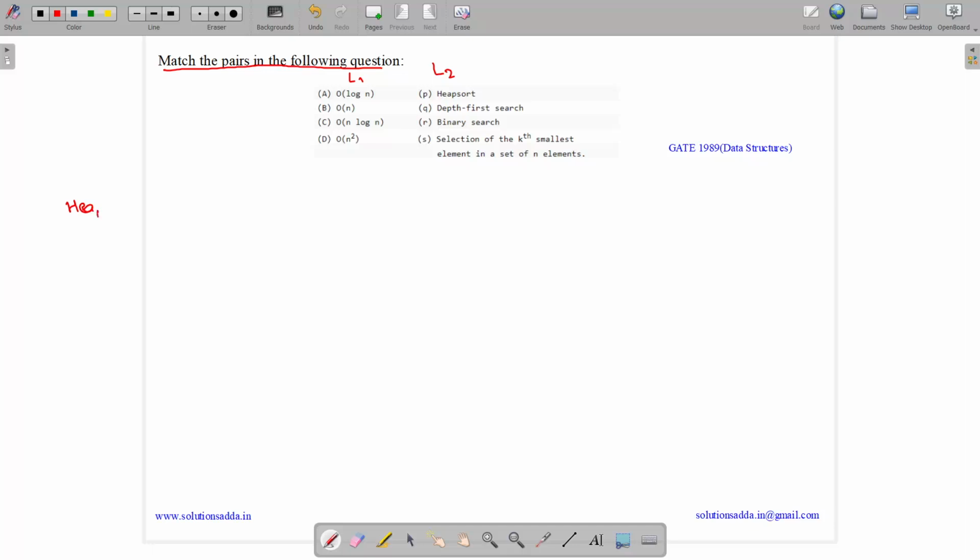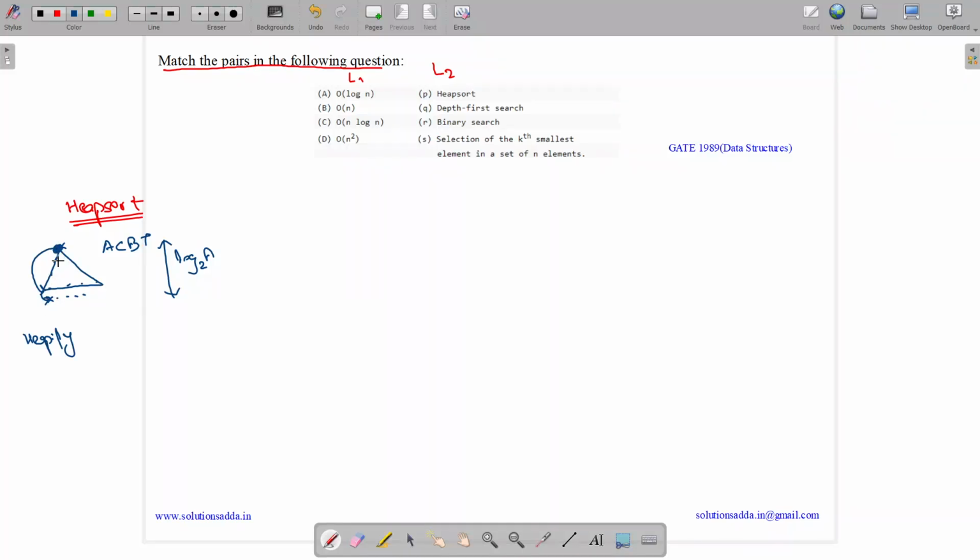Heap sort. We know how heap sort works. Heap sort works on a heap. So what is a heap? Heap is an almost complete binary tree. Almost complete binary tree means all the levels will be completely filled and the last level will be filled from left to right. What is the height of a heap? Height of a heap is log n base 2. And what is a heapify operation? A heapify operation means deleting an item. When we delete an item, we just replace it with the last item and then delete the last item.